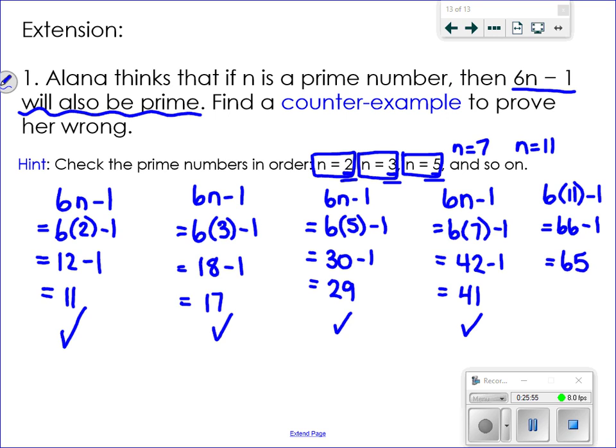Is 65 prime? Ooh, 65 is not prime, because I can make it with 1 times 65, but I know because it ends in a 5 that it's going to be 5 times something as well. 5 times 13. Okay, so no, 65 is not prime. So we have found a counterexample. When our prime number is 11, in this expression, our answer is not prime. So this statement is false.